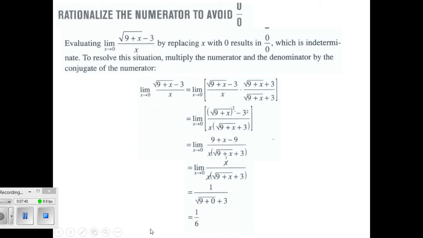We'll terminate this video here and come back and talk about some other tactical approaches for solving limits in the next video.